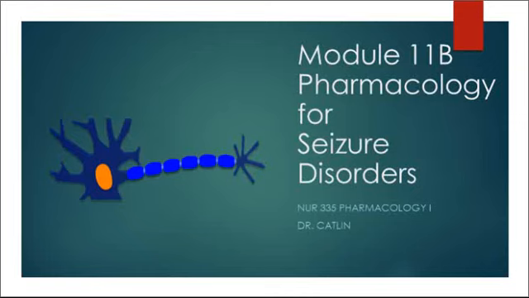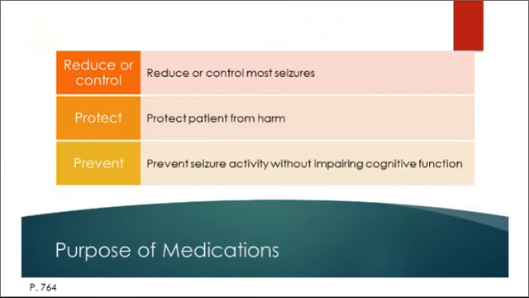We're in Module 11, Exemplar 11B on seizure disorders. Module 11 is intracranial regulation. Okay, 11B, seizures, and we're just covering the pharmacology end of it. The purpose of them is to reduce or control most seizures, protect the patient from harm, and prevent seizure activity without impairing cognitive function. And the key there is reduce or control.